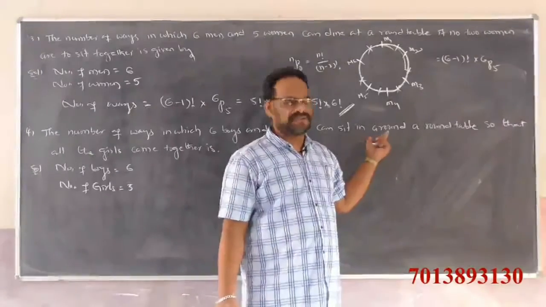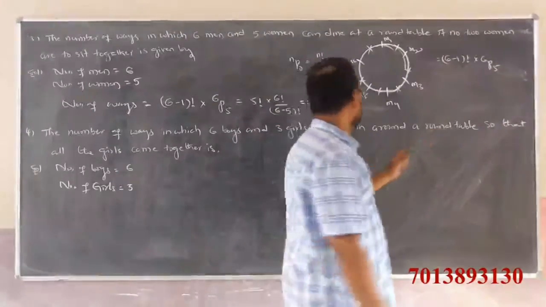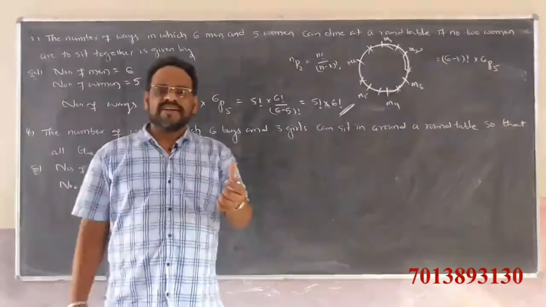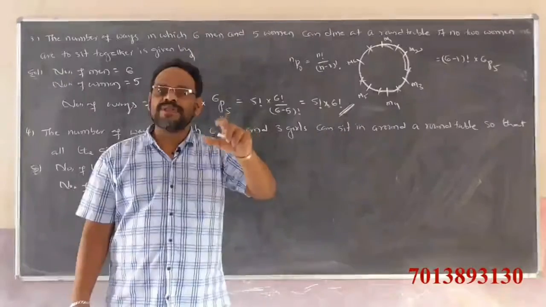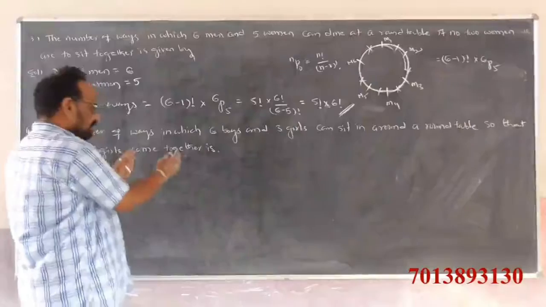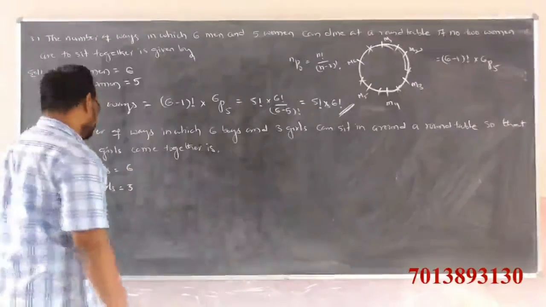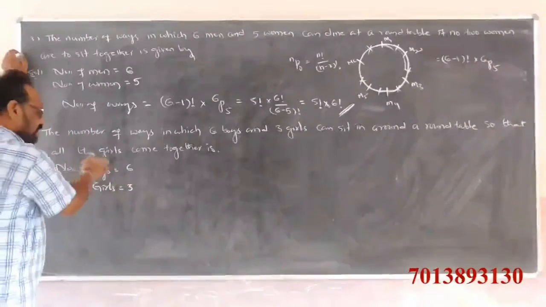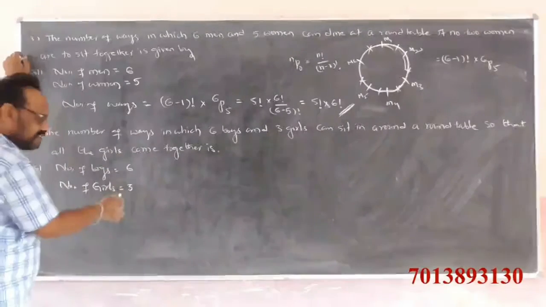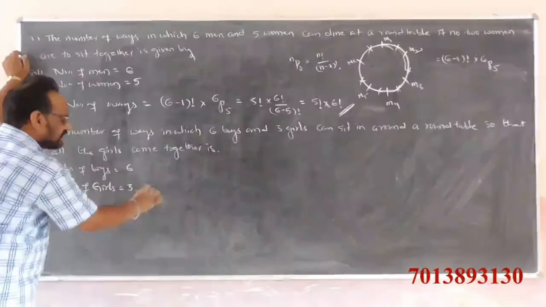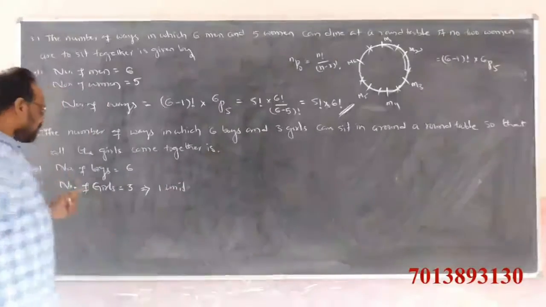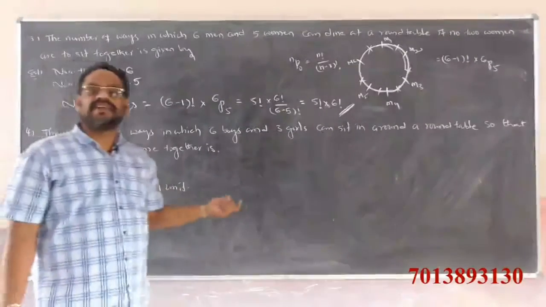We already have one condition: all the girls come together. That means whenever they sit, all the girls sit together. So in this condition, how many girls are there? 3 girls. So 3 girls are considered as 1 unit.